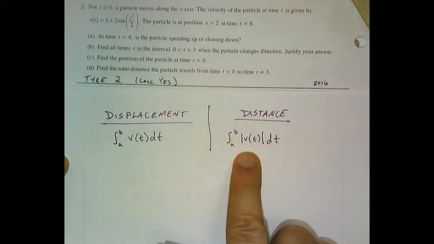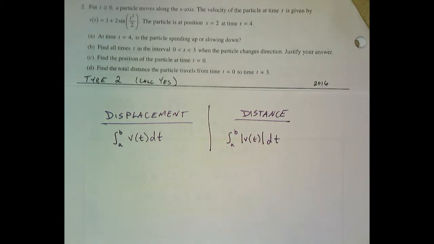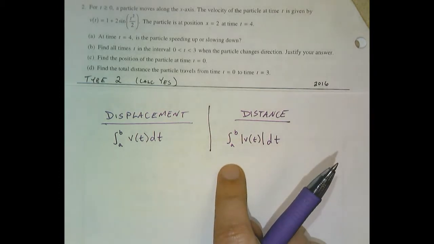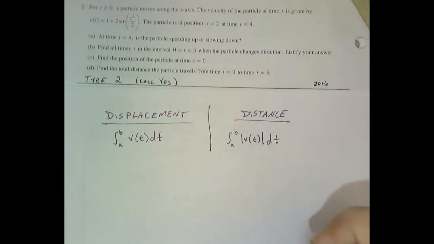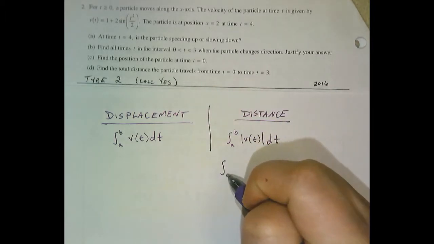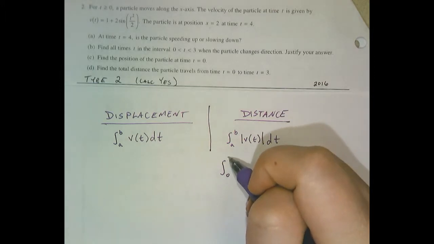Total distance will always be a positive value or 0. You cannot have negative distance. It is not possible to stand negative 3 feet away from a person. So if you ever arrive at a negative answer for distance, you did something wrong and you should panic. No, you shouldn't panic. You should just back up and try again. Okay, so we want to do this from time 0 to 3. So our initial time is 0, our final time is 3.